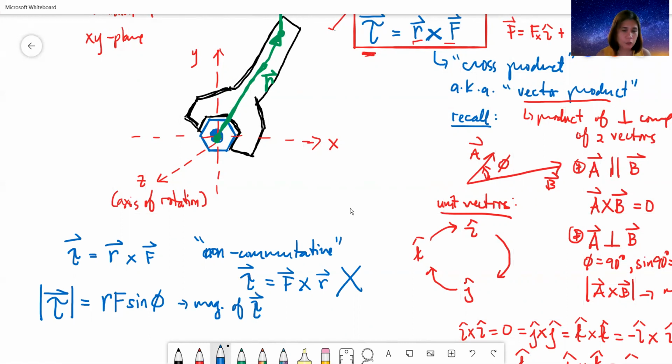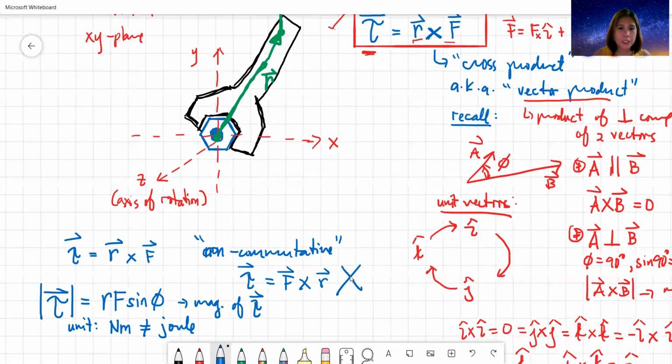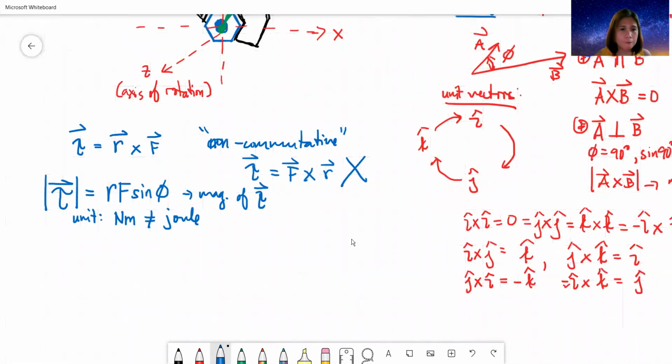Magnitude of torque. Wherein, the MKS unit is Newton for force, meter for distance, but this is not equal to joule. Unlike sa energy na force times distance, ginawa nating joule. The Newton meter in rotational motion is not identical with energy. Nagkataon lang na pareho sila ng unit, okay? But it's not joule, it's not an energy, but it's the measurement of the rotating ability of a force.